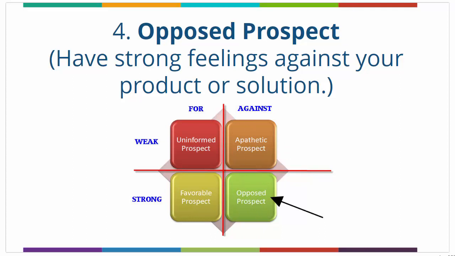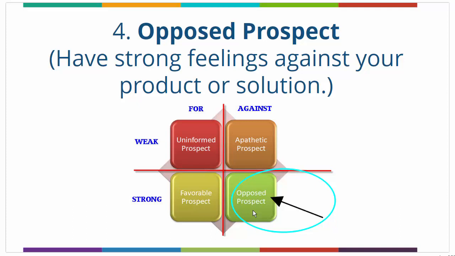Then we come to our final quadrant, and here we are looking at a prospect who is strongly against your proposed solution. So they have strong feelings against your product or this solution. Now, one example of this particular category of prospects I find very common is within the MLM, multi-level marketing or network marketing category.